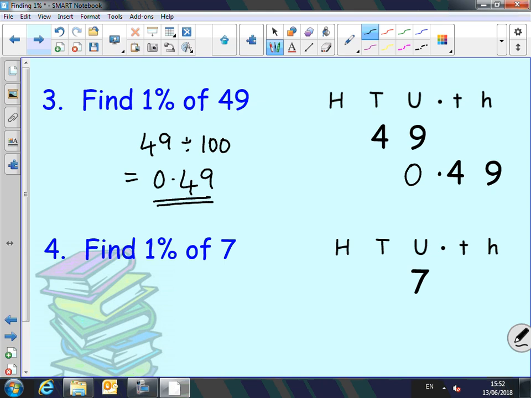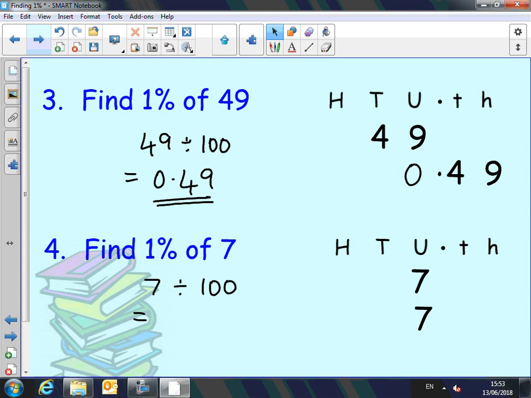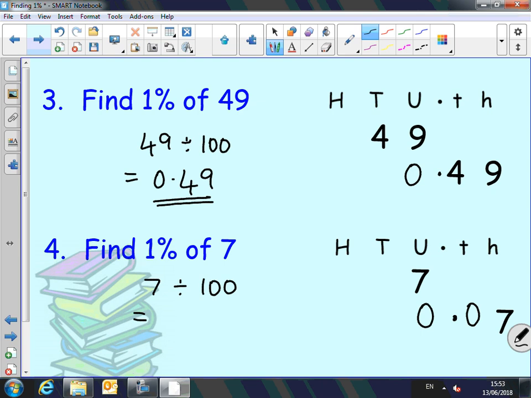And your very last question was finding 1% of 7. So you know that 7 should be divided by 100. When you divide by 100, we move everything 2 places to the right. So that'd be 1 and 2. And to give its place value, we need to put a 0 under our units column and our tenths column. So our final answer reads 0.07. And there you have it. So finding 1% of 7 is equal to 0.07.